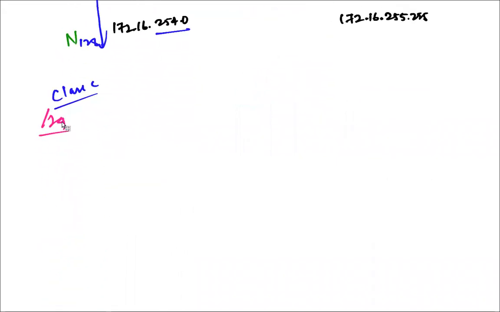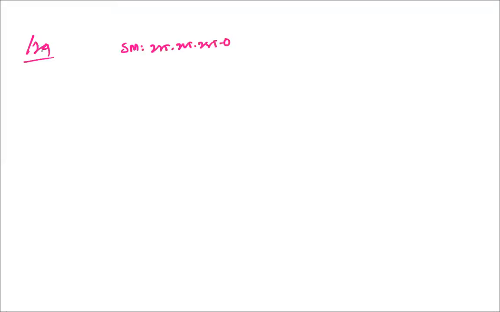Don't think that /24 is classy. /24 is not classy. /24 is the mask. Now let's try to understand this. The mask is very easy now. It's going to be the subnet mask. What is going to be the mask? 255.255.255.0, because /24. 255.255.255.0.